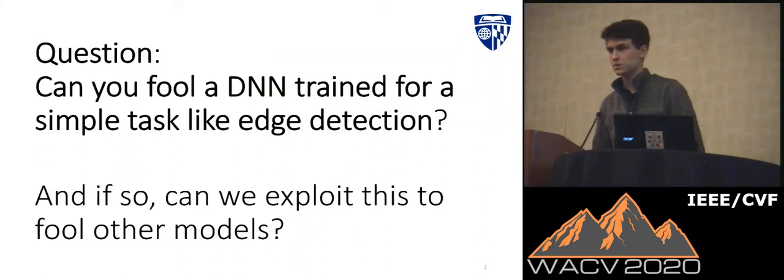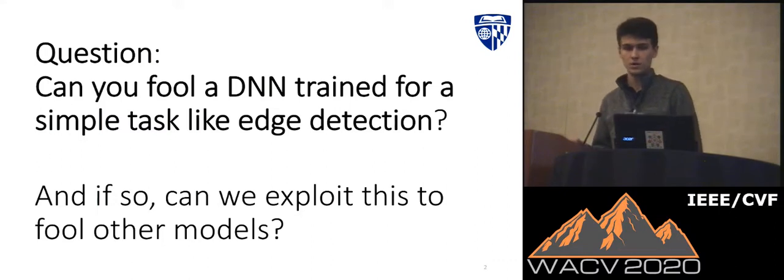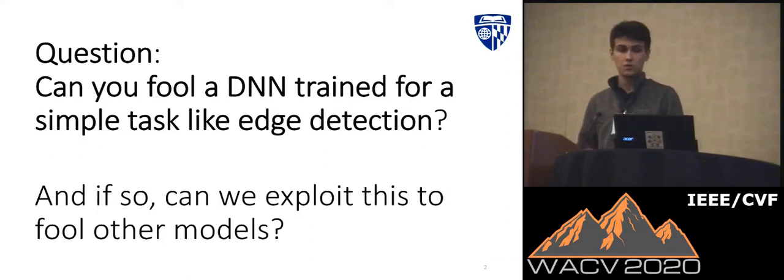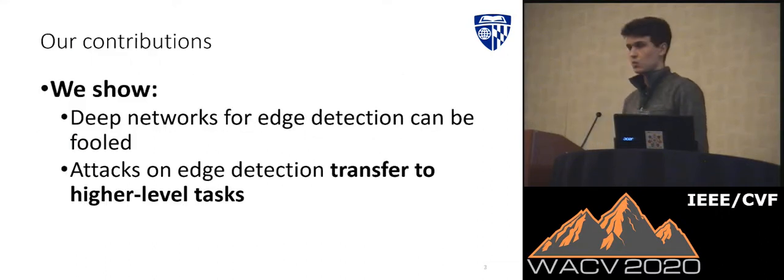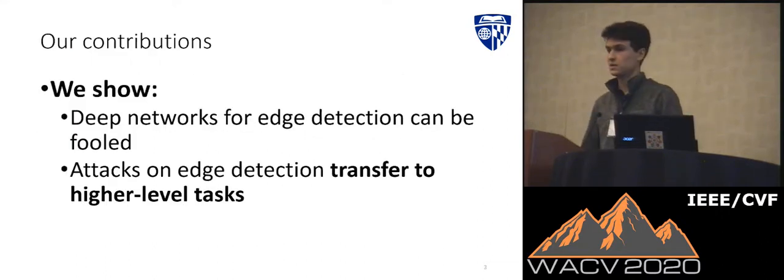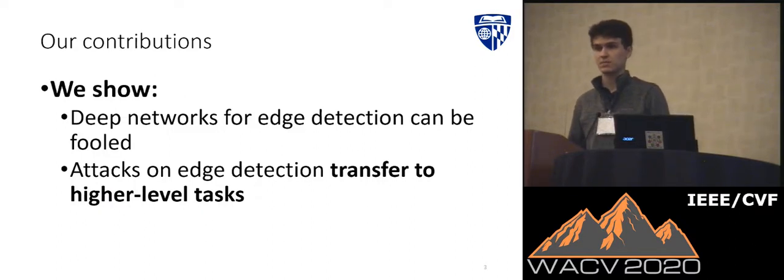So the question underlying this work is, can you fool a deep neural network trained for a simple task like edge detection? And if this is possible, can we exploit these attacks to fool other models trained on other tasks? We show in this work that deep networks trained for edge detection can in fact be fooled, and that attacks on edge detection models transfer to higher level tasks like classification and semantic segmentation.